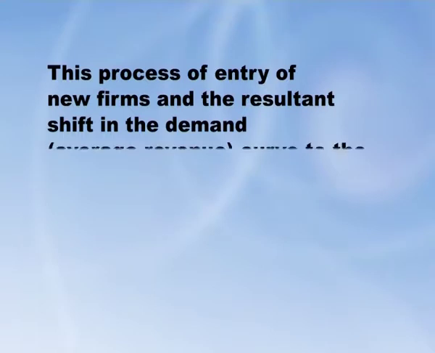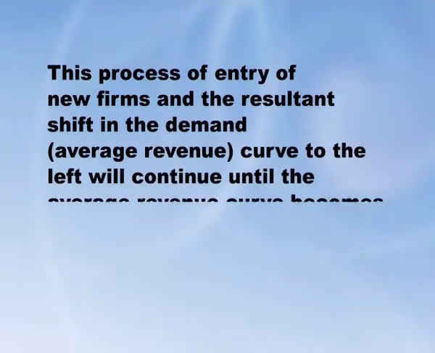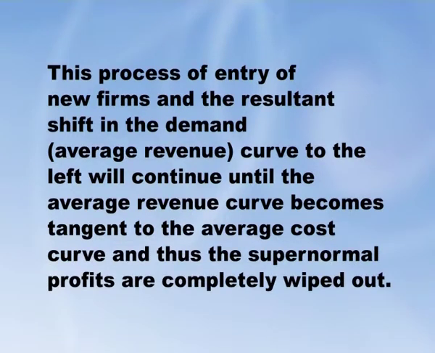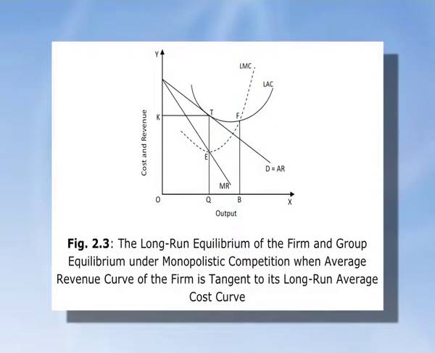This process of entry of new firms and the resultant shift in the demand curve or the average revenue curve to the left will continue until the average revenue curve becomes tangent to the average cost curve, and thus the supernormal profits are completely wiped out. This is shown in figure 2.3, where the average revenue curve is tangent to the average cost curve at point T. Marginal cost and marginal revenue curves intersect each other exactly vertically below T. Therefore, the firm is in long-run equilibrium by setting price QT or OQ and producing OQ quantity of its product.